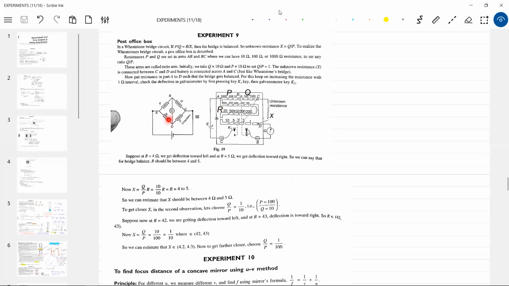It works on the principle of the Wheatstone network. Okay, these are like keys.